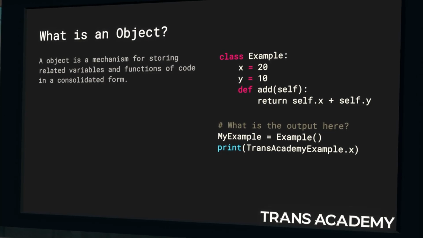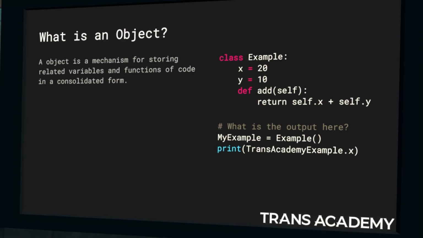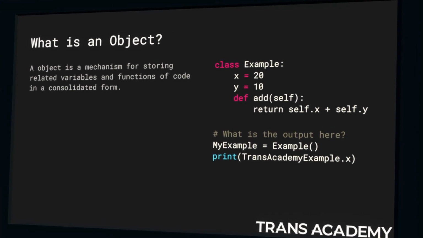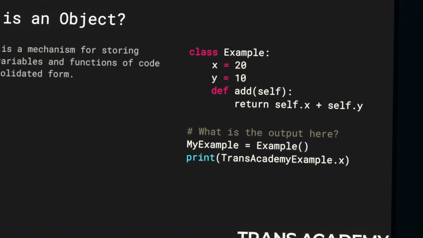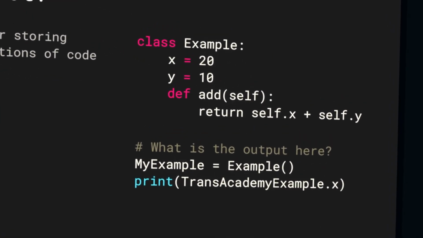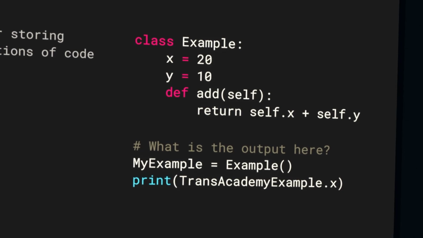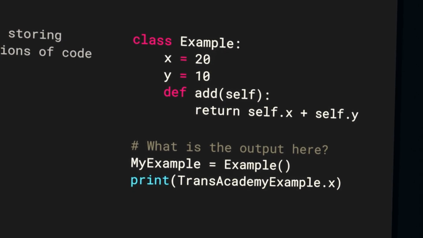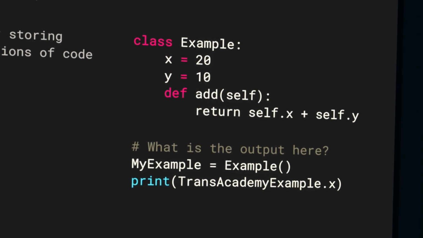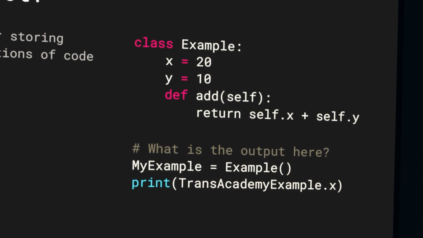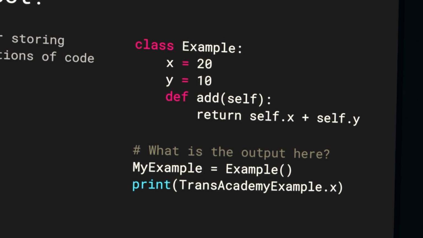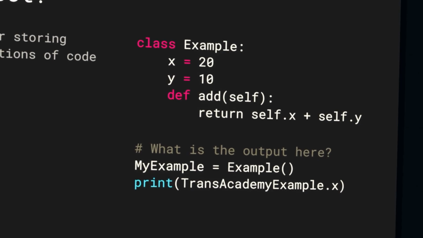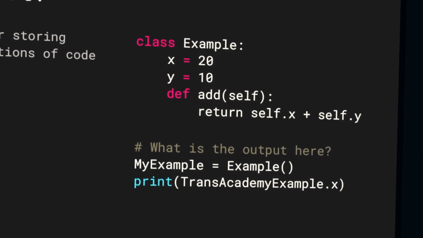So here we have a class called example, right? Within example, it will have a value of x equals 20 and y equals 10. It will also have a function available to it, which, if I were to call, would perform an add operation, which returns the result of these two. And I guess for clarification, because I just realized this is not on the slide, in this case, all an object is, is a created copy of this class.